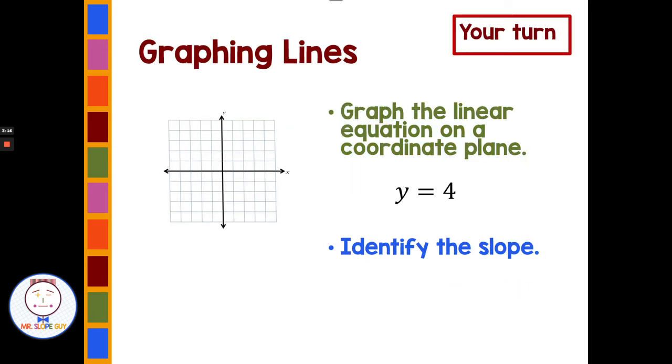All right, you guys try this one on your own. Doesn't have to be a huge graph. Draw this in your notes, wherever you keep your math examples. Graph the linear equation on a coordinate plane, y equals 4, and then identify the slope. Pause the video here and come back and check.